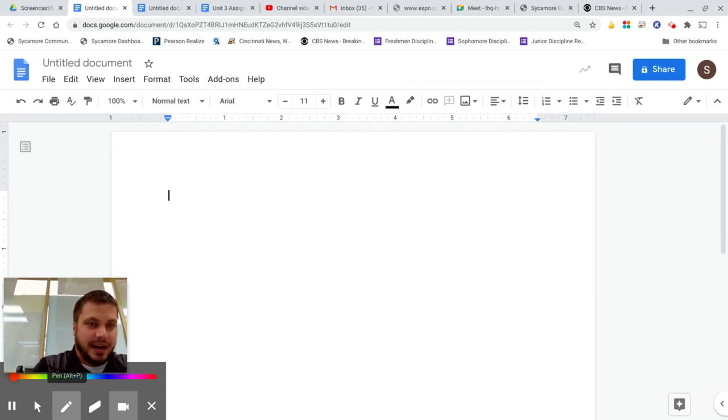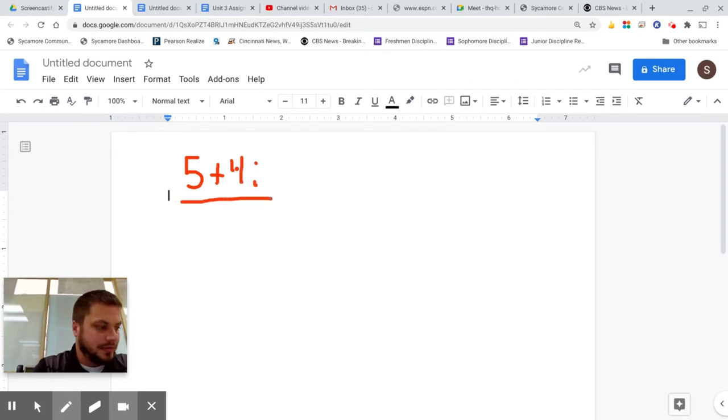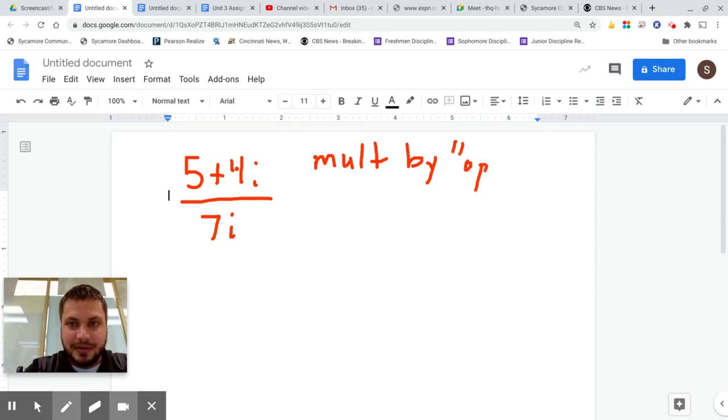Let's say that you're given the fraction 5 plus 4i over 7i. When there's a monomial on the bottom, meaning some number with i or just i, what you want to do is always multiply by what I'm going to call opposite i. I'm going to multiply by opposite i. Here's what that's going to do for you.